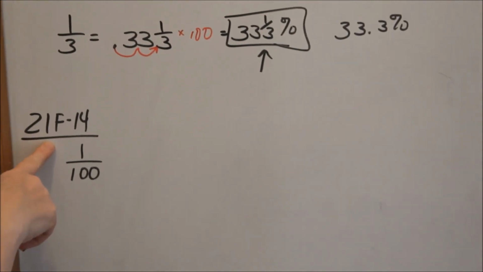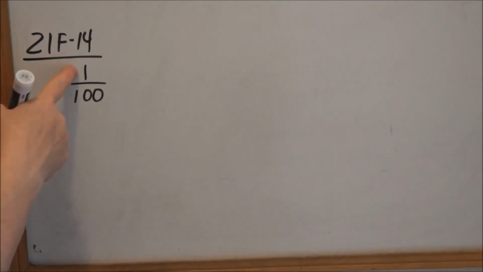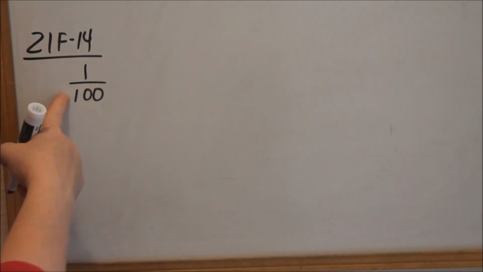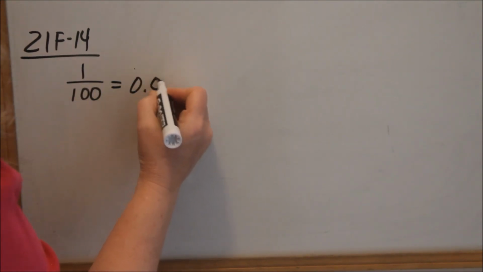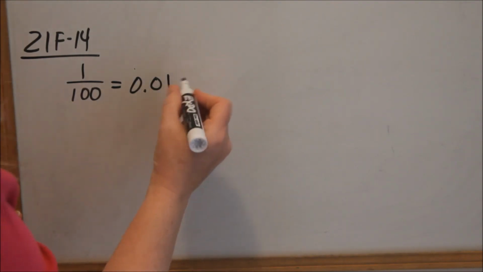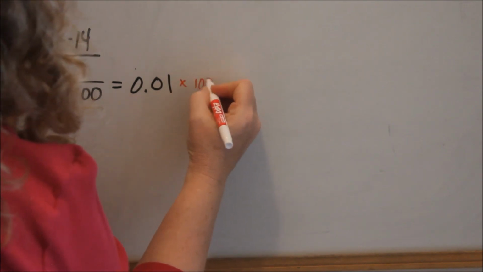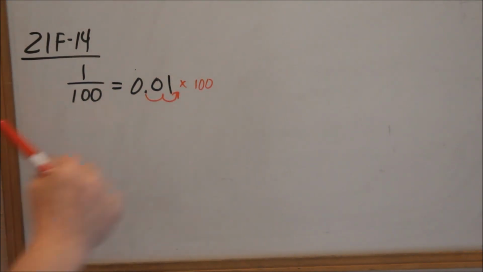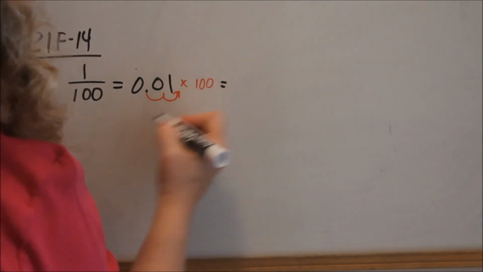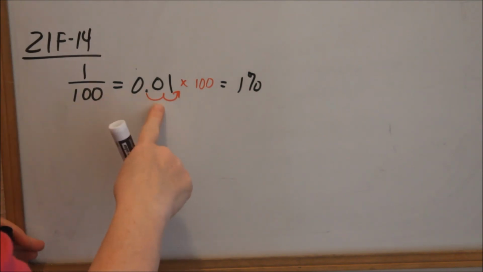Now looking at 21F, number 14, 1/100ths. Again, that means 1 divided by 100. You can do long division, or you can just put it in your calculator. 1 divided by 100 would be 0.01. That's into decimal. Now to turn it into a percent, you multiply by 100, which moves your decimal place to the right 2 times. 2 zeros moves the decimal place 2 times. So then 0.01 times 100 would be 1%. That goes from fraction to decimal to percent.